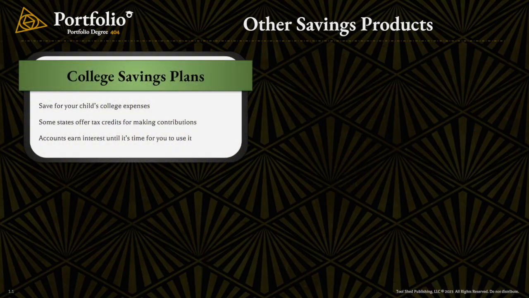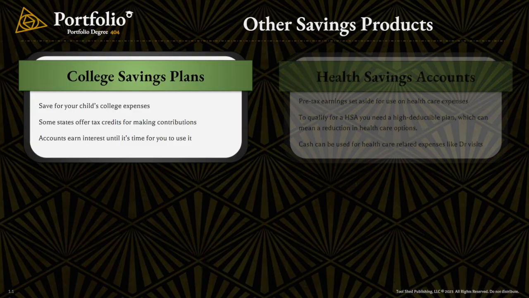Now, some other savings products that are out there that can be pretty beneficial to you are things like college savings plans. These plans can be something that you contribute to throughout your child's life, and a lot of states in the US also offer tax rebates for making contributions. So if you're donating to a college savings plan, sometimes there's a portion that you may be able to get back on your tax return each year, which is pretty cool because it's essentially free money and it can compound and help your children out in the future.